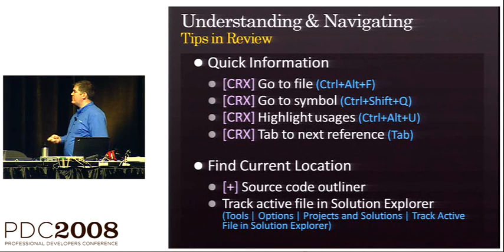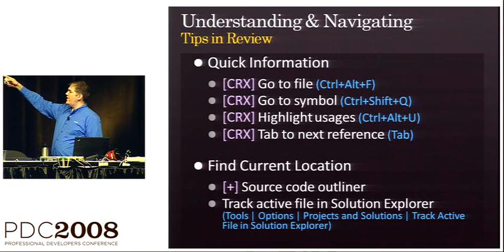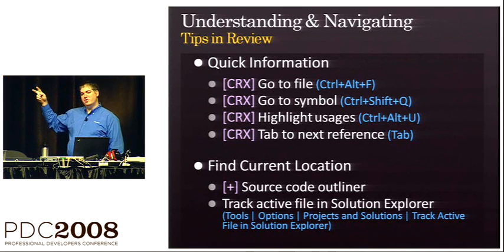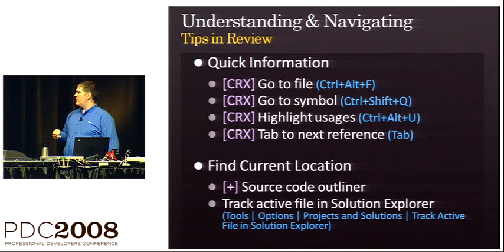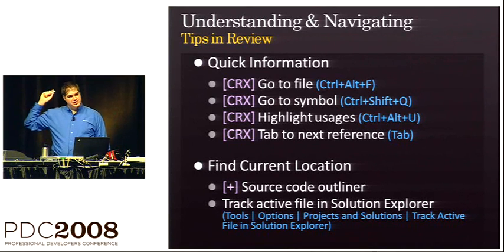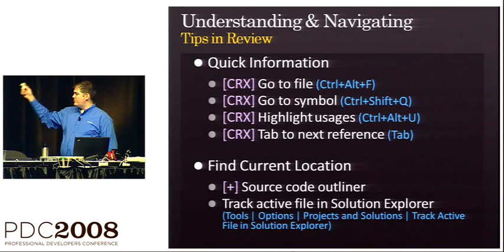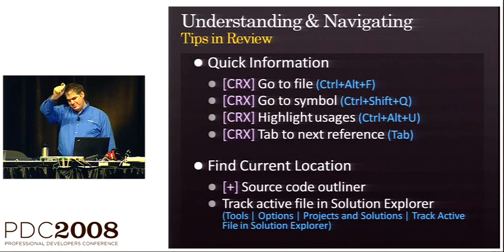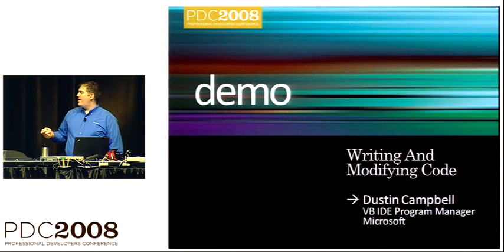And then the CodeRush features we showed: Go to File, Go to Symbol, Highlight Usages, and Tab to Next Reference, which kind of goes along with that. Just the ability to tab right in when we want to see where an identifier is used. The Source Code Outliner, which is a CodePlex tool to download, right? And the Track Active File in Solution Explorer. Just go check that. Just open up your laptops and check it. You'll thank me later.